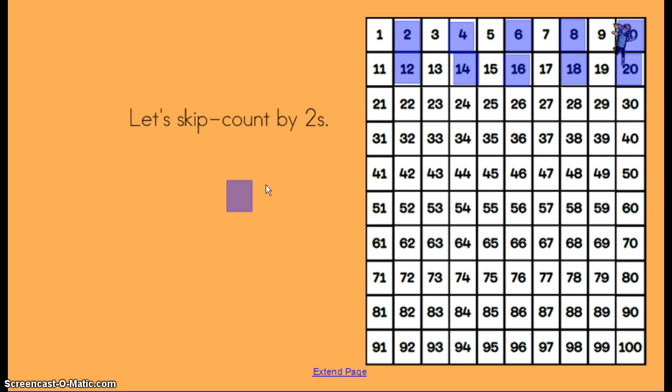Now, if I were to keep going, I would cover up 22, 24, 26, 28, and 30. You should start to see a pattern on the 100 chart. You would probably be able to fill in the rest of the numbers we would say when we count by 2s all the way to 100. If you notice, every number you say when you count by 2s is either going to end with a 2, a 4, a 6, an 8, or a 0. So that will kind of help you remember if you're counting by 2s correctly or not.